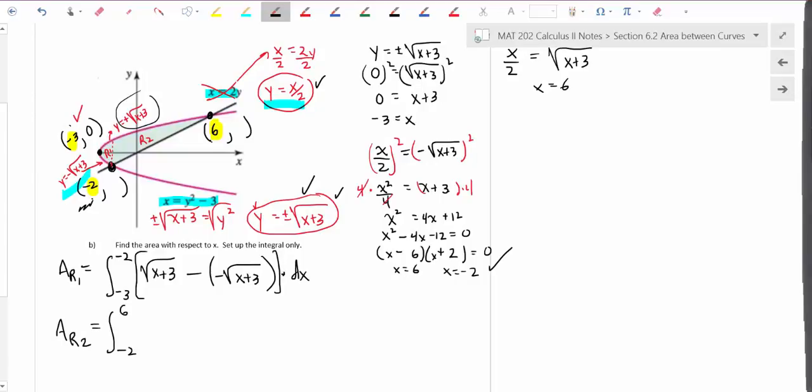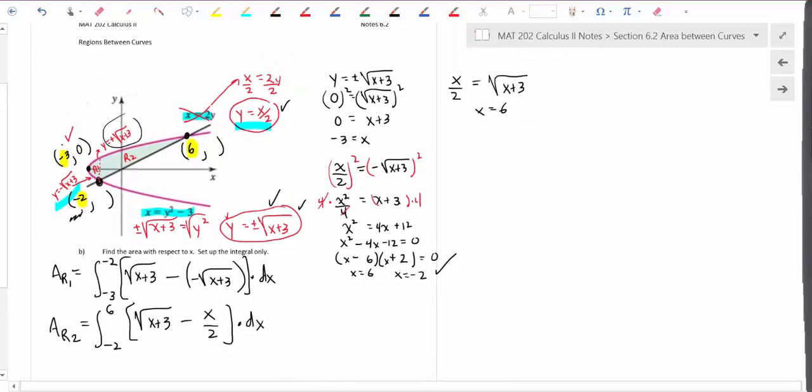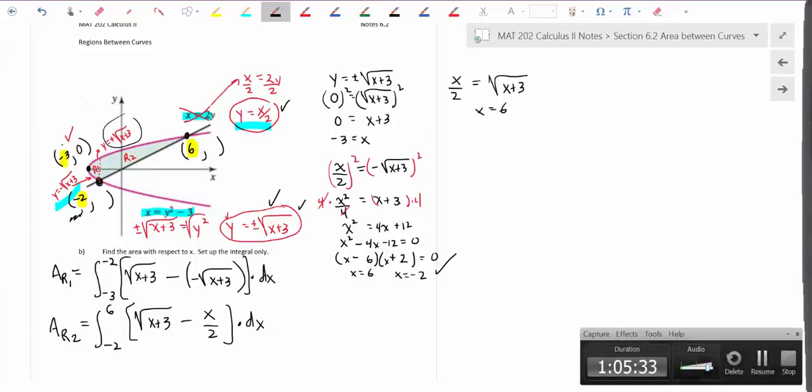And then the upper curve is going to be square root of x plus 3. The lower curve is going to be the black line, x over 2. So those will be the two integrals that you would have to work out to get your exact answer to your problem. Okay? So that's what we're going to work on next, is that integral.